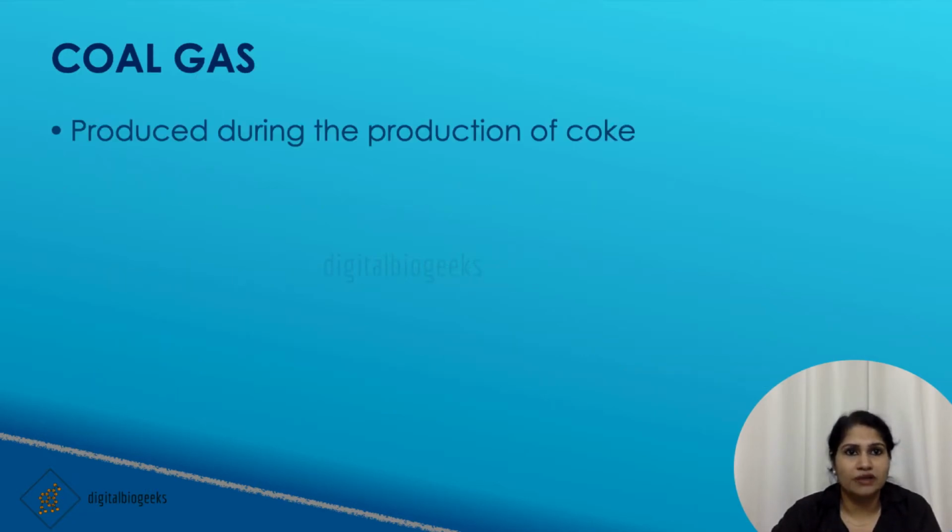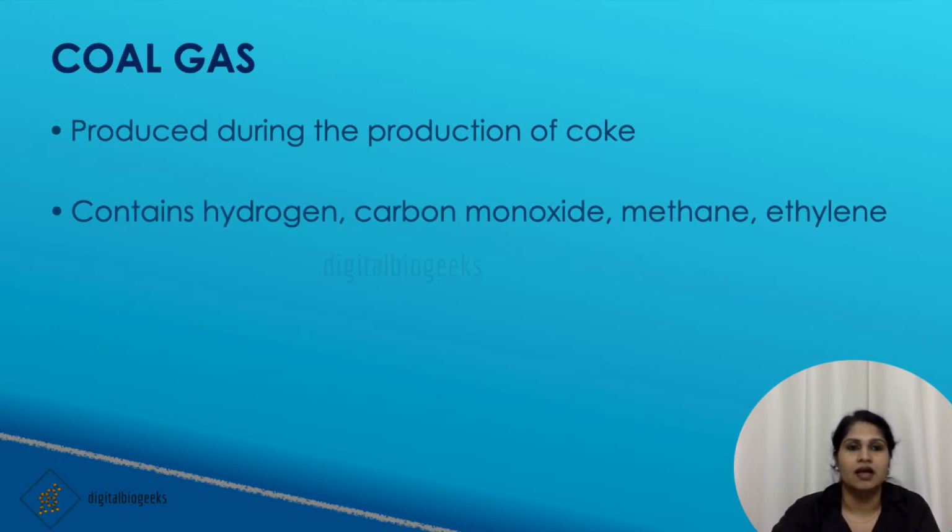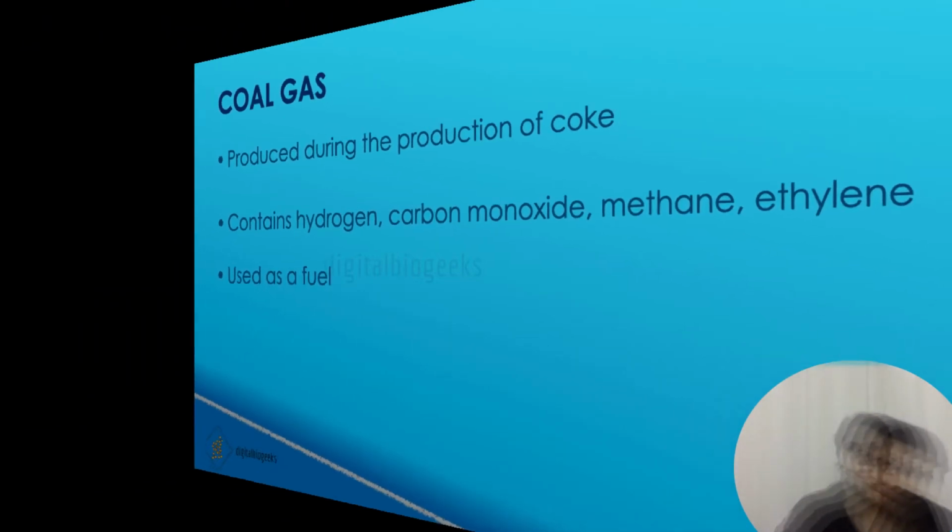What is coal gas? Coal gas is produced during the production of coke. Like we said earlier, this is also a byproduct of coke. It contains hydrogen, carbon monoxide, methane and ethylene. Coal gas is used as a fuel.